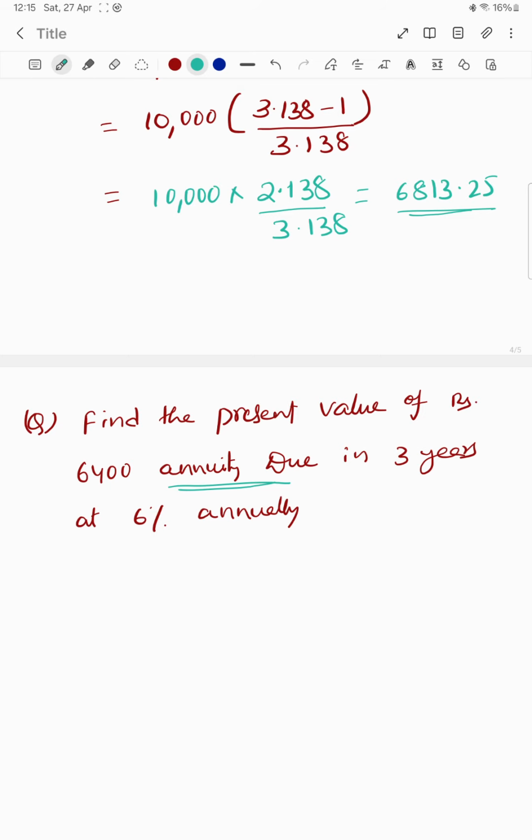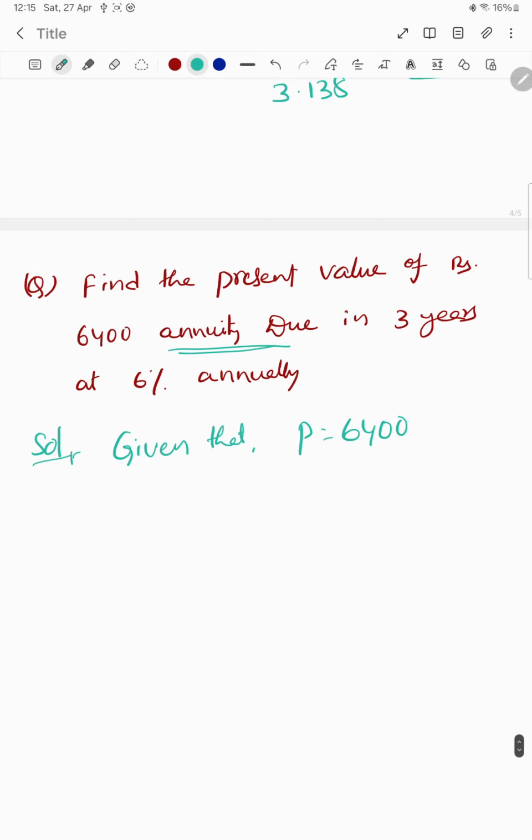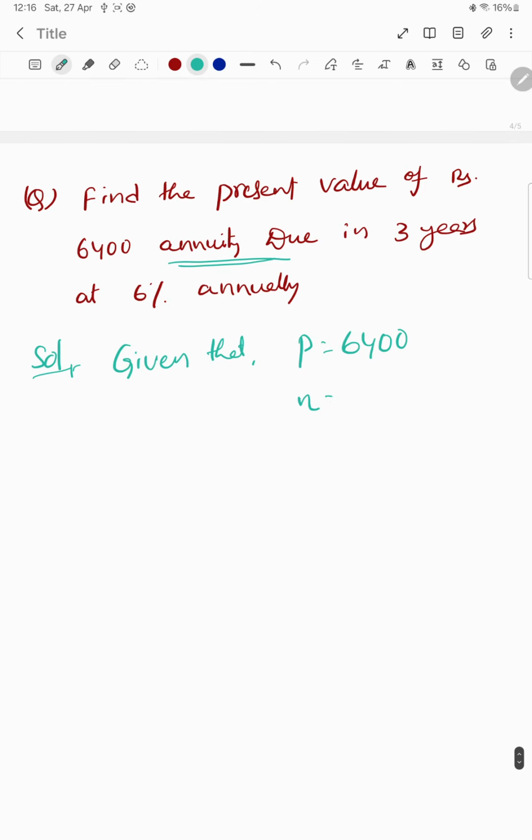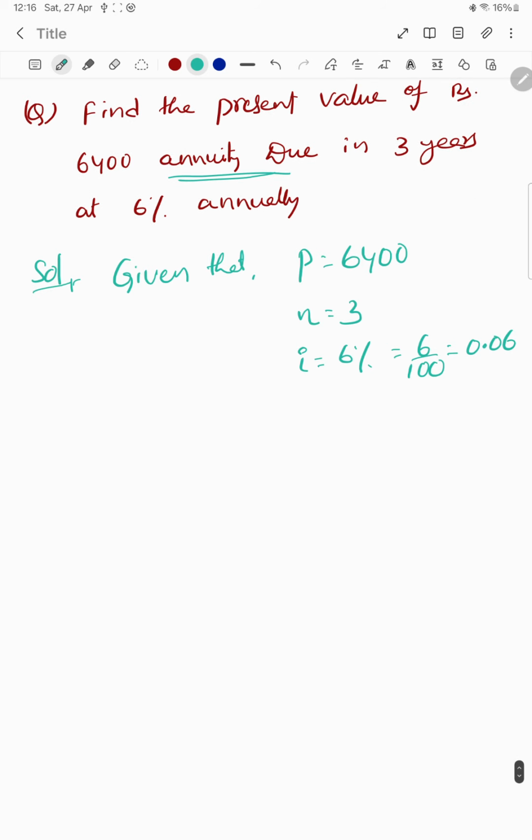So first of all, let's take the given data of this question. Given that here P is equivalent to 6,400, my time n is equal to 3 years, and rate of interest I is equal to 6%. 6% means 6 by 100, which will give us 0.06.